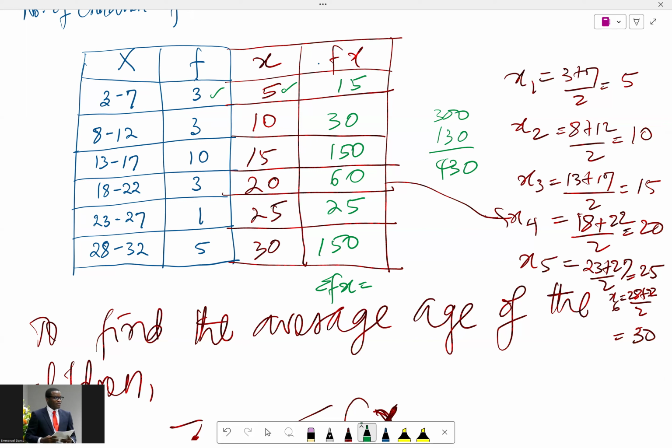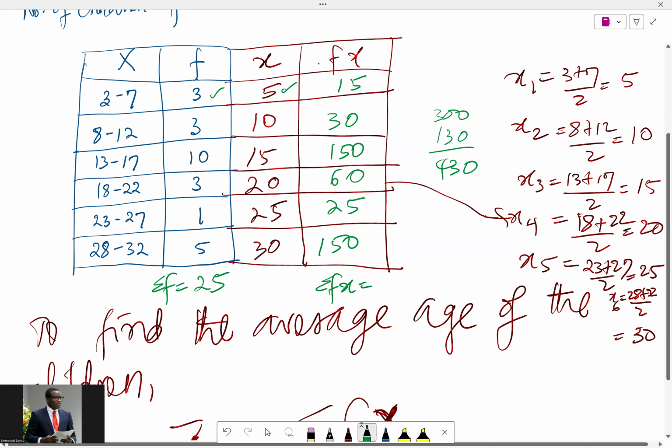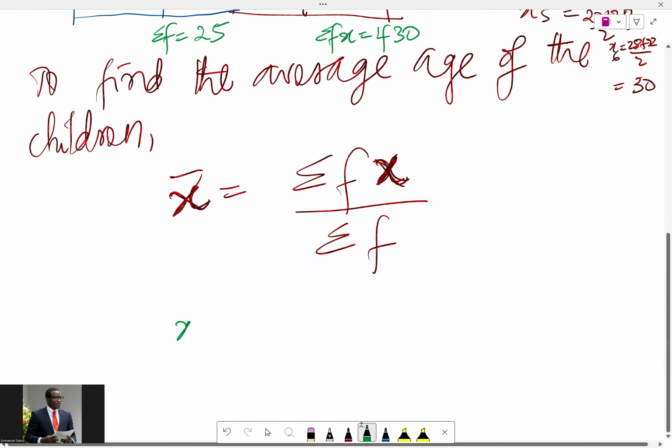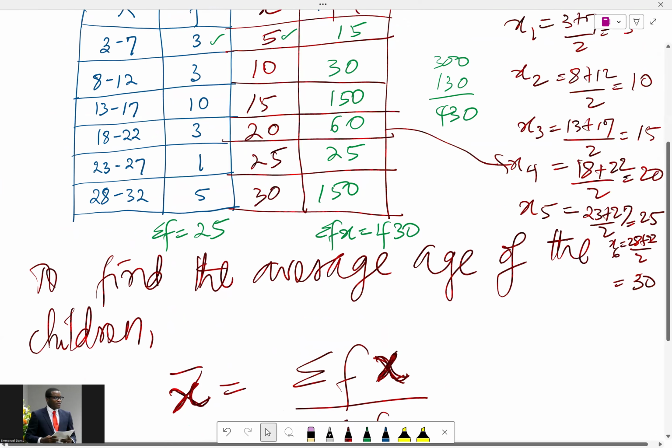Okay, then of course we need summation of f, right? Summation of f. That's 3 plus 3, 6 plus 10, 16 plus 3, 19 plus 1 plus 1, 20. So you have 25 children, such a large family indeed. So summation f of x. So we can now go back and say x bar is equal to 430 divided by 25.